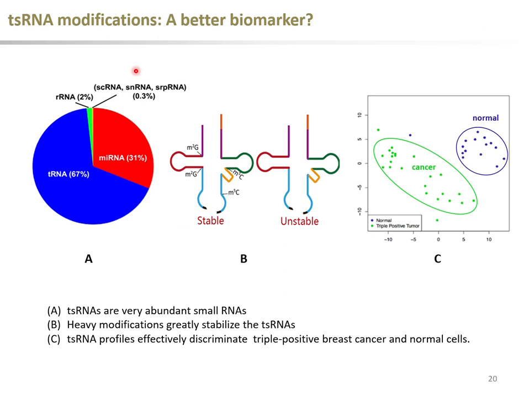tsRNAs are very abundant small RNAs in biofluids, often more abundant than popular microRNAs as biomarkers. In particular, tsRNAs are heavily modified and therefore stabilized. In fact, tsRNA profiles have been demonstrated as an excellent biomarker for triple-positive breast cancer cells.